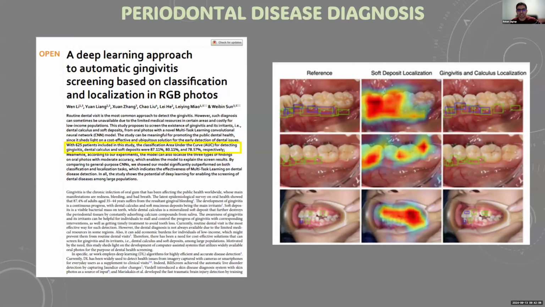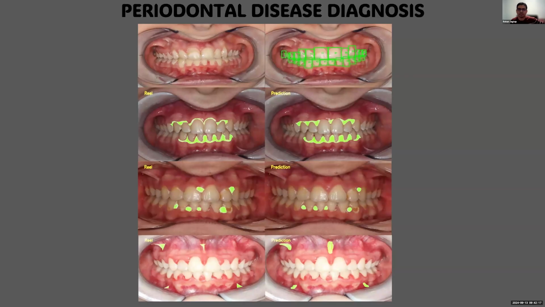Periodontal disease diagnosis, again, based on the photograph. This is another good study. Again, accuracy is around 87%. And as you can see, soft deposit localization in here. This was our patient. We trained the model, and with the photographs, it identified teeth. And also you can see that it is able to determine the plaque and also some of the anatomical landmarks on the photographs. So the right image where you're looking is the AI prediction. The real is the one we inputted.